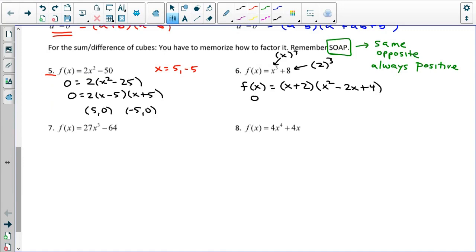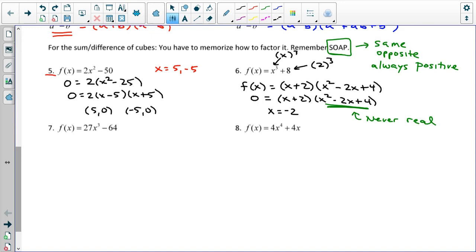Oh, I need to finish it. So if 0 equals this thing, the x-intercepts are at negative 2, and the answers to this, which are never real. These are never real. So they're always imaginary.